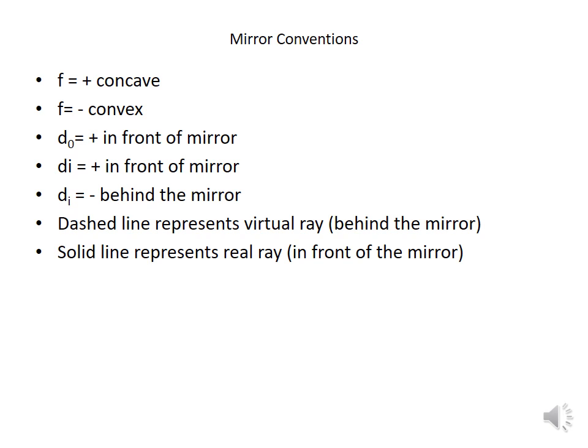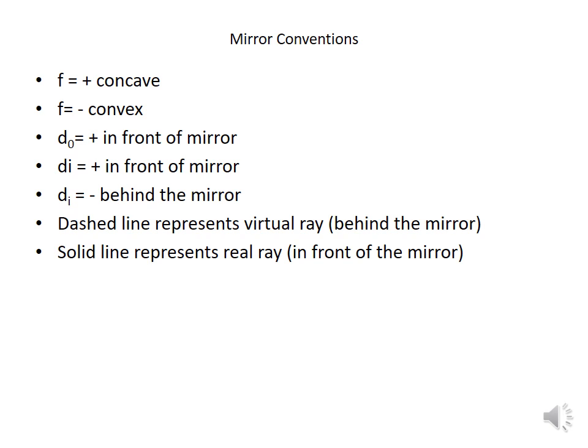We can summarize here some conventions for the mirror. The focal length is positive for the concave mirror, and the focal length is negative for the convex mirror. Do, the distance of the object, is always positive, and it's located in front of the mirror. Di, the distance of the image, is positive whenever the image is formed in front of the mirror, and Di is negative whenever the image is formed behind the mirror.